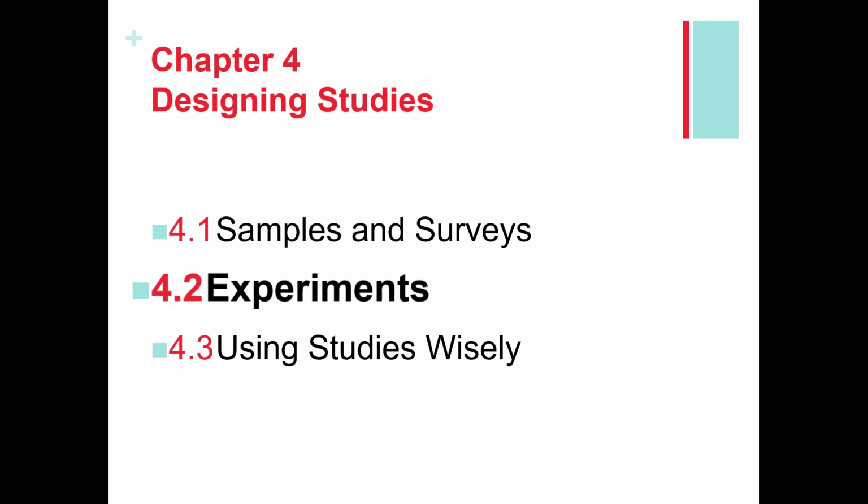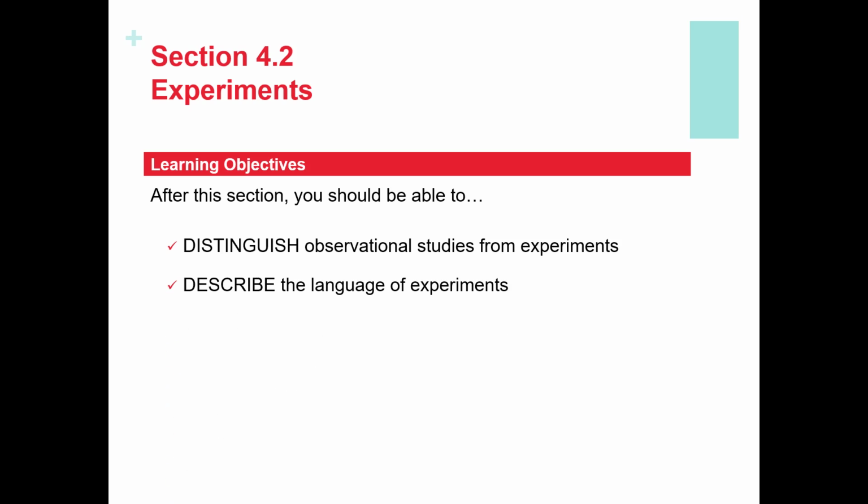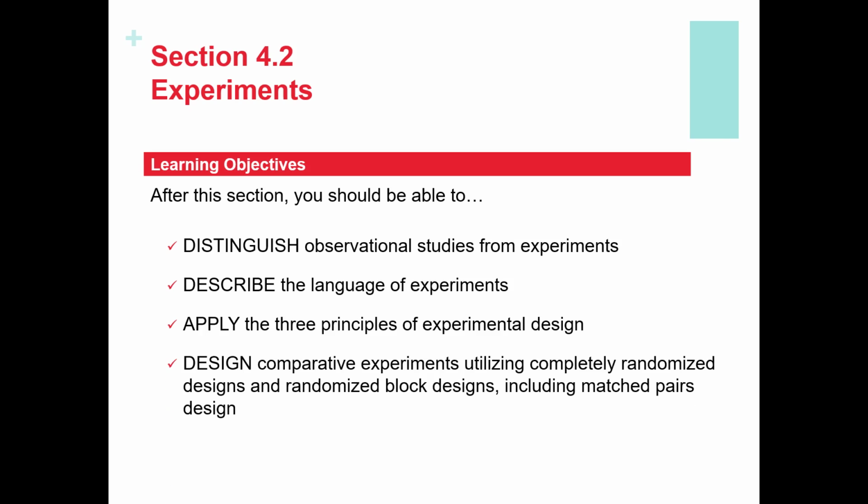So we're going to be talking today about experiments and observational studies. After this section, you should be able to distinguish observational studies from experiments, describe the language of experiments, apply the 3 principles of experimental design, and design comparative experiments utilizing completely randomized designs and randomized block designs, including matched pairs design. We're not going to do all of that today. We're going to focus mainly on the first 2 objectives.